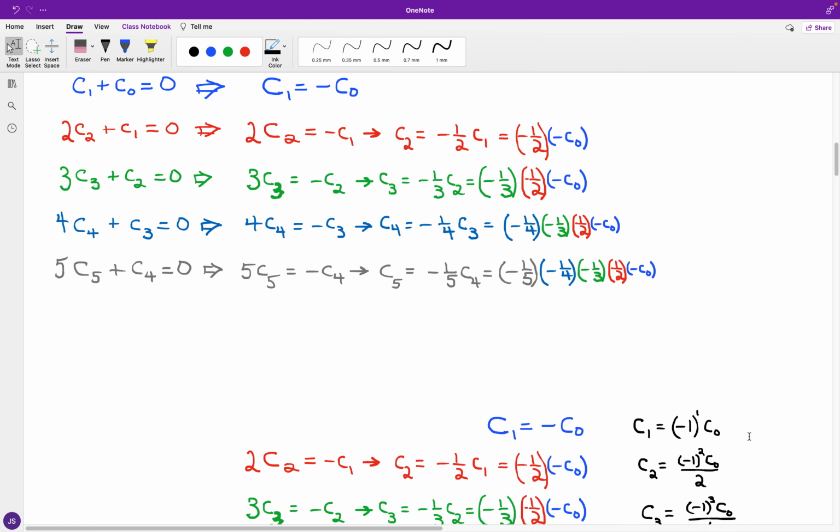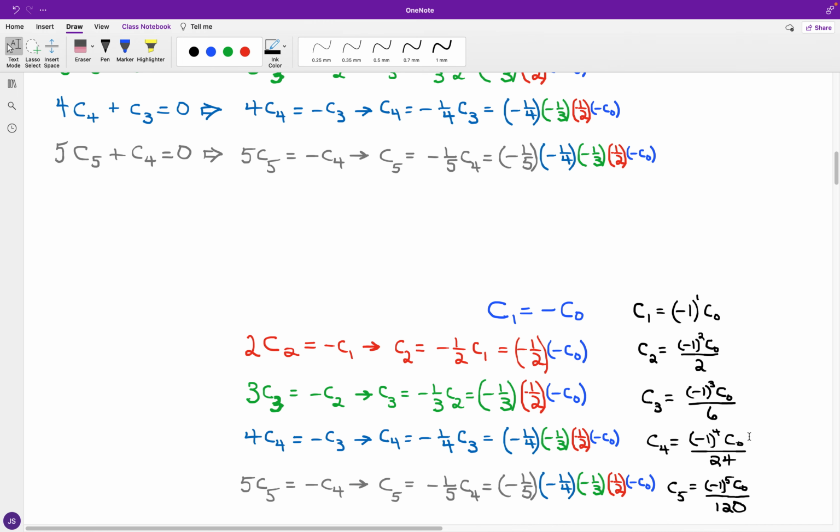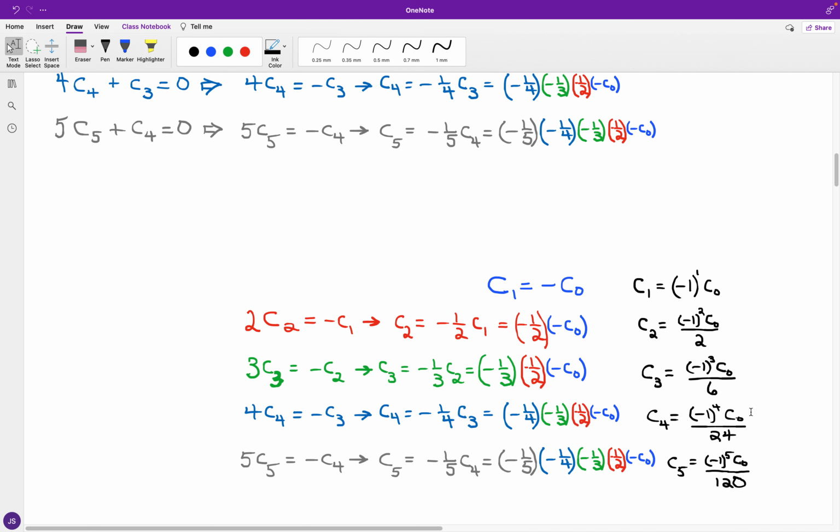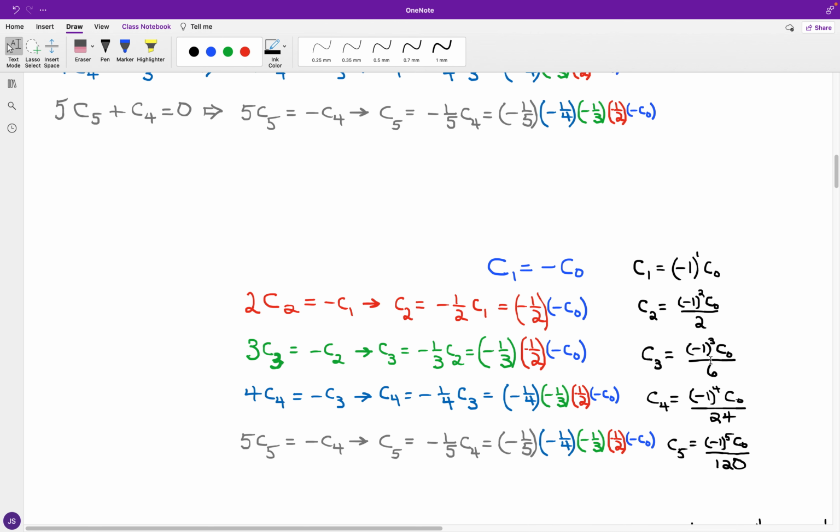And just looking at the pattern, we have c sub 1 equal to negative c naught. So c sub 1 is equal to negative 1 to the first c naught. For c sub 2, that's a negative times a negative, so we have negative 1 to the second c naught all over 2. For c sub 3, we have negative 1 to the third c naught all over 6. With c sub 4, we have negative 1 to the 4th c naught over 24. And for c sub 5, we have negative 1 to the 5th c naught over 120.